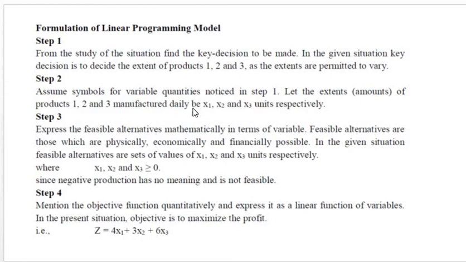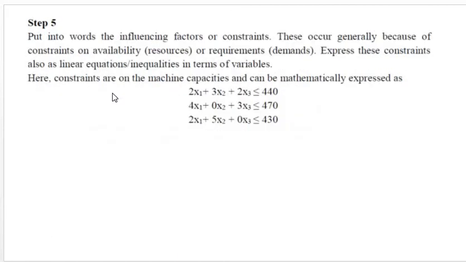consider the decision variables. Let them be x1, x2, x3 with respect to products 1, 2 and 3 given, and a non-negativity restriction: xi's are positive. Then we can formulate the objective function as z equals 4x1 plus 3x2 plus 6x3, subject to the constraints 2x1 plus 3x2 plus 2x3 less than or equal to 440, 4x1 plus 3x3 less than or equal to 470, 2x1 plus 5x2 less than or equal to 430.